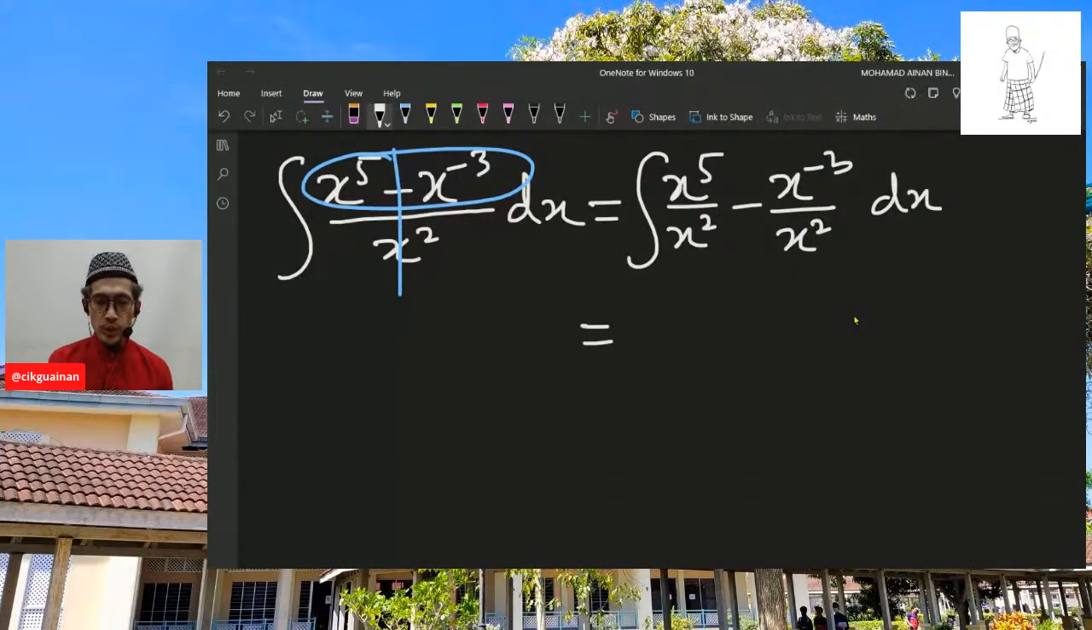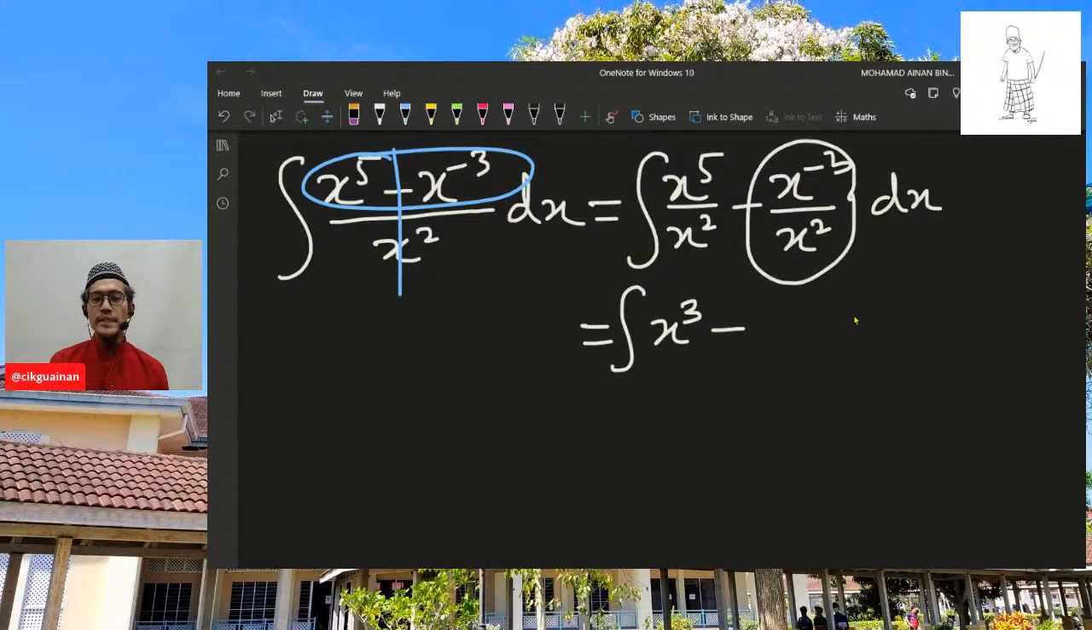Next, what should we do? Simplify. X power 5 divide x power 2. What we can do? Minus the power. 5 minus 2 is 3. Next, minus. This one, what we can do? Same principle. So minus 3 minus 2 is minus 5.